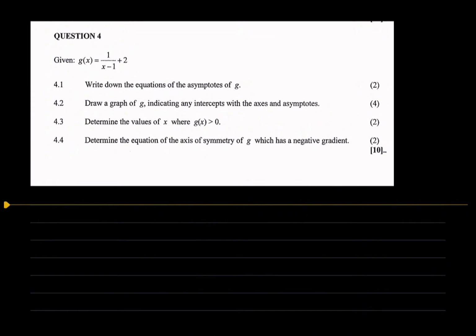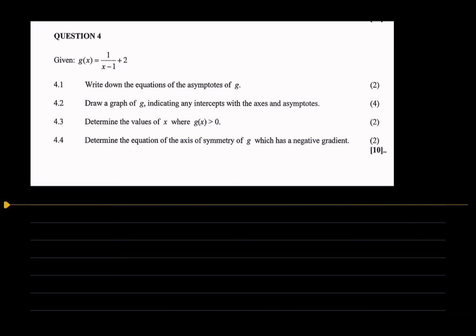In this video, we shall be doing question 4. This was taken from the June 2024 examination. So without wasting any further time, let's tackle the questions. The statement reads, given the graph of g of x is equal to 1 over x minus 1 plus 2. The question reads as follows.